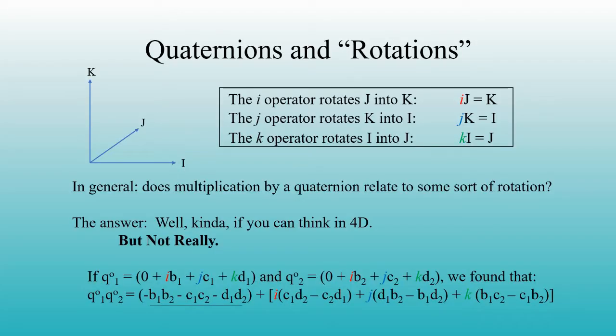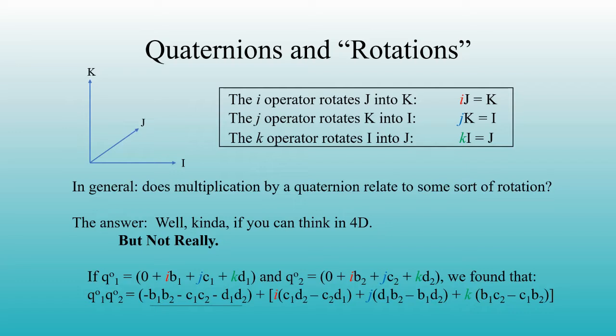William Rowan Hamilton, the inventor/discoverer of quaternions, had this geometric interpretation, which I showed earlier. His vision was that applying the i operator to a unit quaternion along the j-axis would rotate it onto the k-axis, and so on for the j and k operators. Does this generalize? Unfortunately, the answer is not really, unless you can think in 4D.